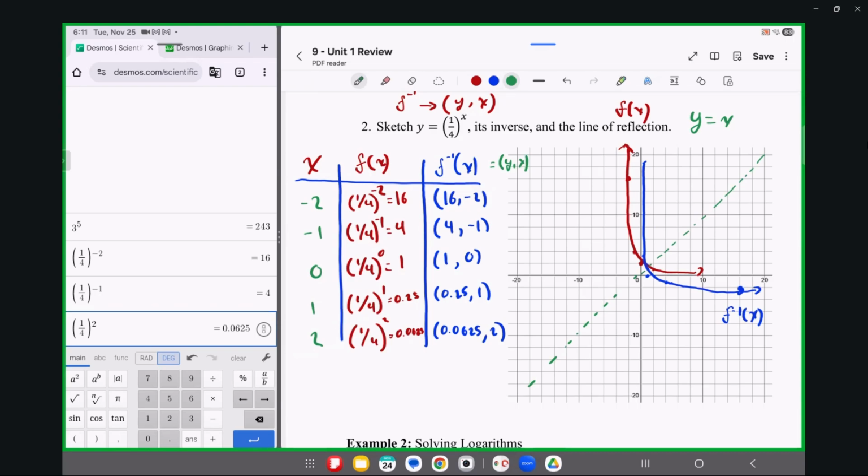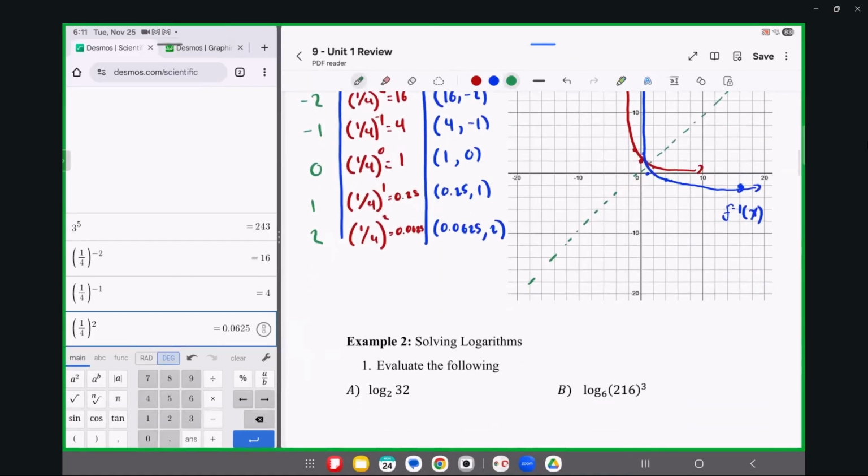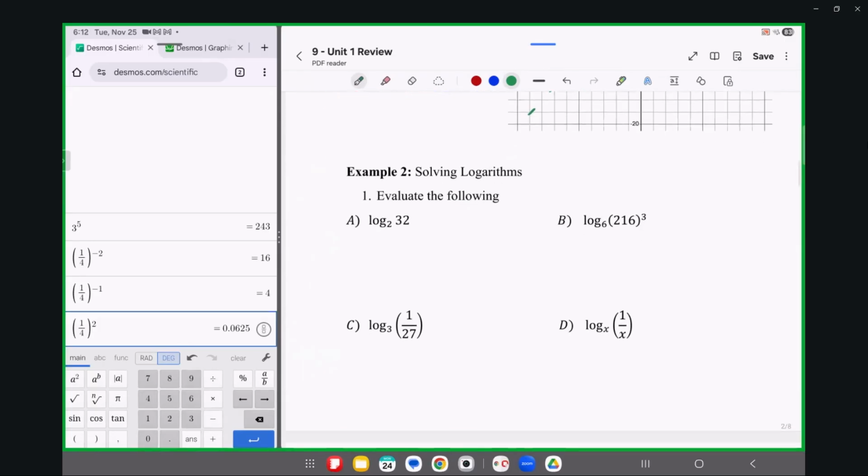Okay. Next thing we're going to have a look at is solving some logarithms. And so we want to go ahead and evaluate these. The best way to go about this is to write these with a common base. If we have our first one here, log base 2 of 32, we can recall the fact that 2 to the power of 5 is equal to 32. And so we can replace our 32 with 2 to the power of 5.